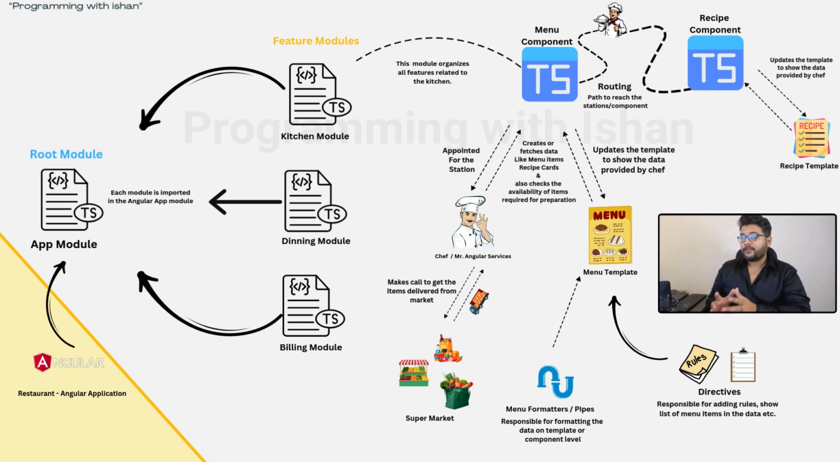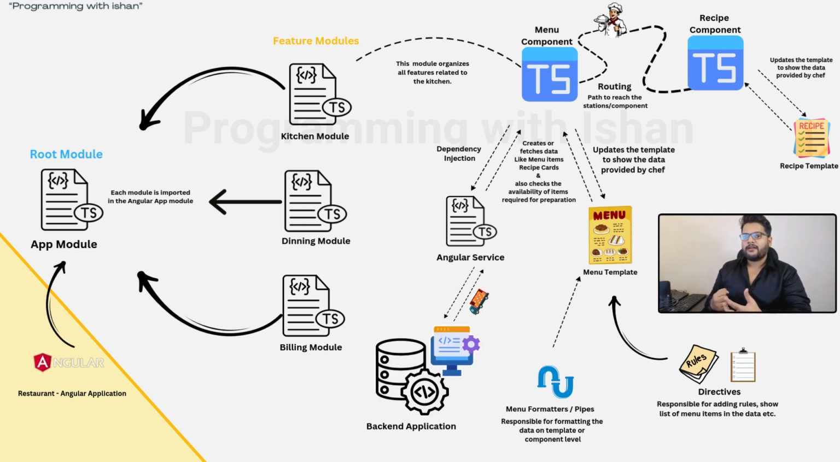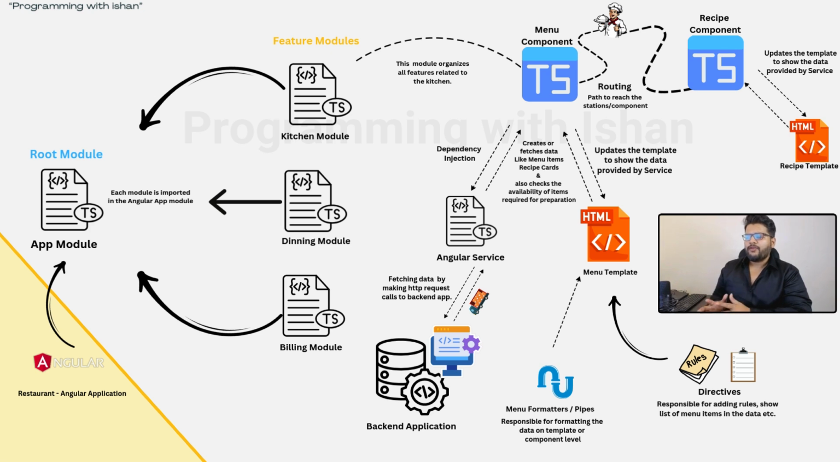The chef, Mr. Angular Services, let's switch him with the Angular service, which is responsible for bringing the data and passing it to the component. Also our supermarket becomes the backend application from where Mr. Angular Services was taking some data, specifically the items which are required for preparing the food. Our templates, let them remain templates because they are the presentable part. They are the HTML pages in our Angular application. Menu formatters will be replaced with the Angular pipes, and directives with the Angular directives.